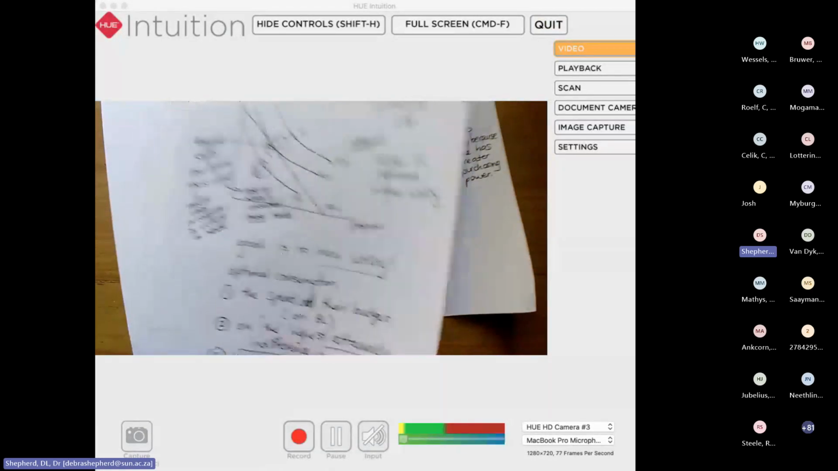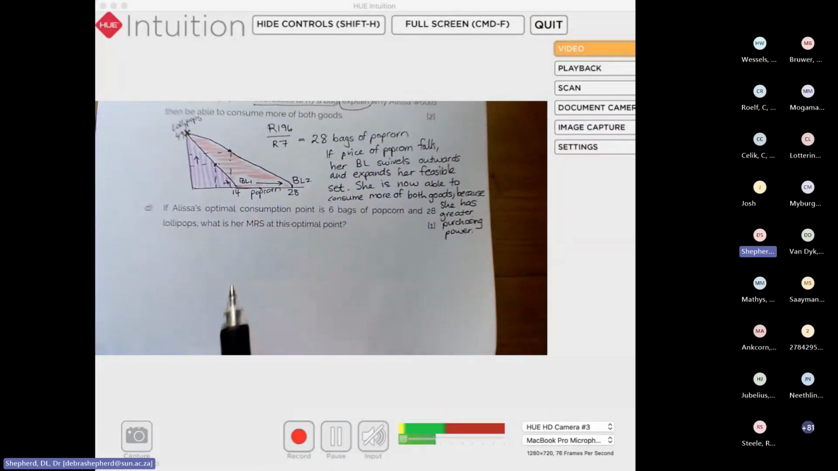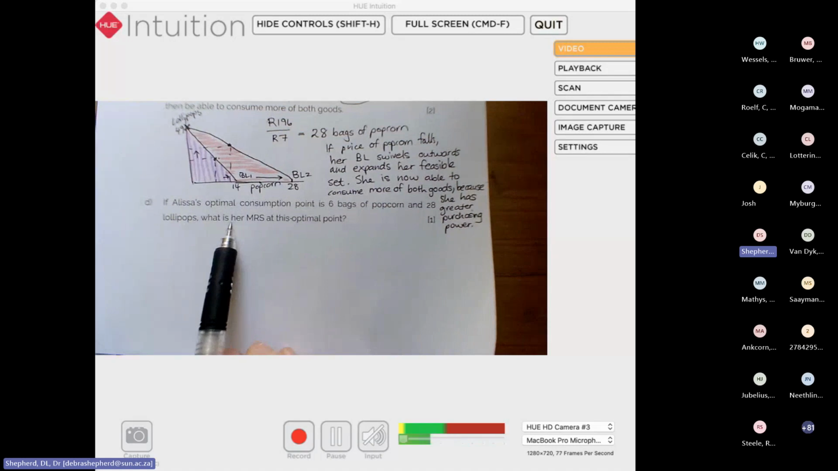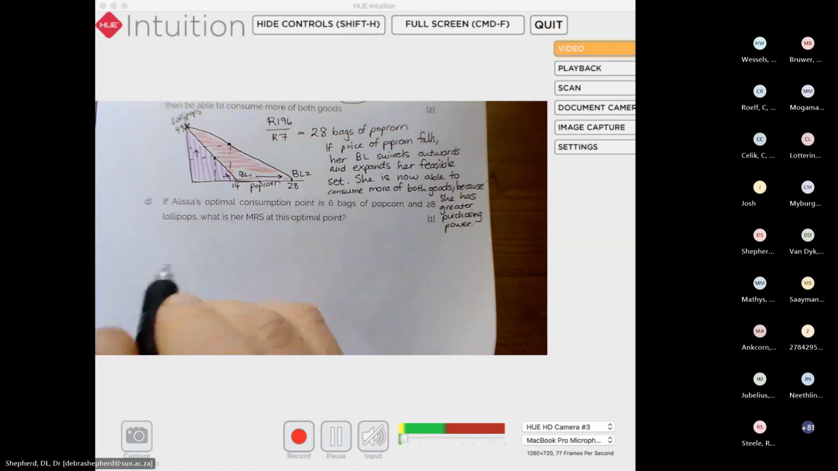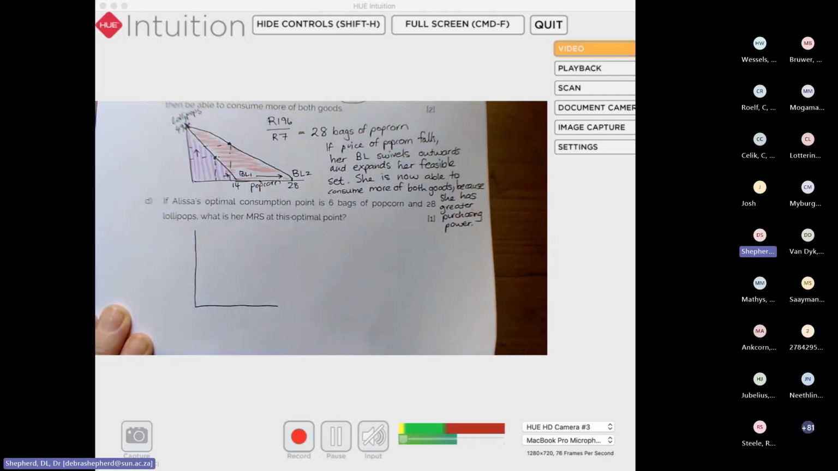So using all of this and going back to question D, it says, if Alyssa's optimal consumption point is 6 bags of popcorn and 28 lollipops, what is her MRS at this optimal point? So the best thing is to draw it. So we have our budget line. The optimal point must be some point of tangency. And what it's telling us is that if this is popcorn and this is lollipops, then this is 6 and this is 28. Okay, the budget line and some indifference curve.